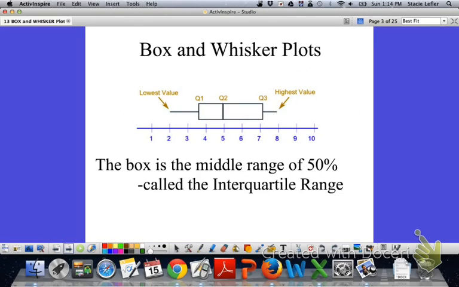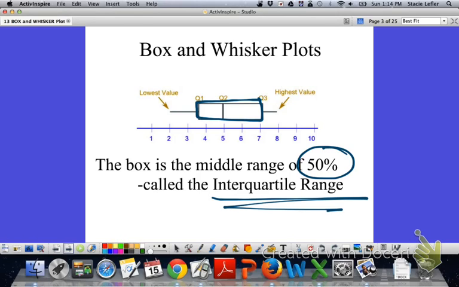Box and whisker plots split up the data into quartiles. And here we have the box in the middle, which represents the middle range, or the 50% in the middle. And we also call that the interquartile range because it's in the inside set of the data.